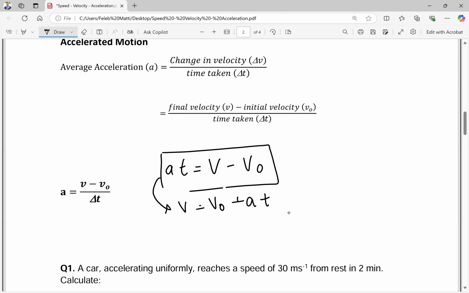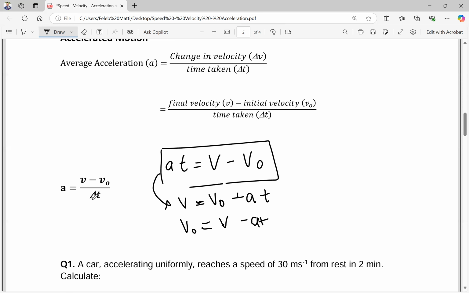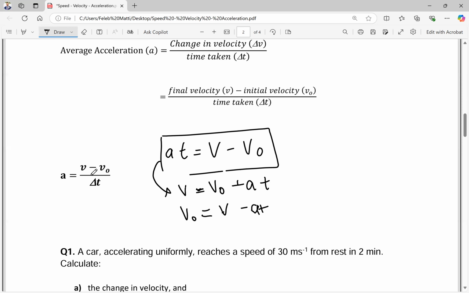And V naught is equal to, so move minus V naught to the other side, it becomes plus V naught. And on the right hand side, we have V. And now you want to move AT to the right hand side and we get minus AT. All right, and what is T? T is equal to V minus V naught over A.